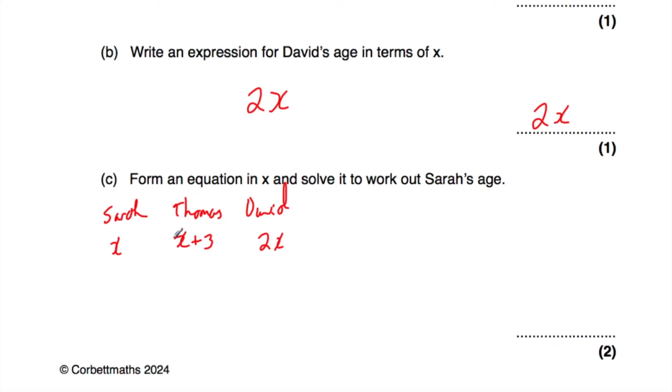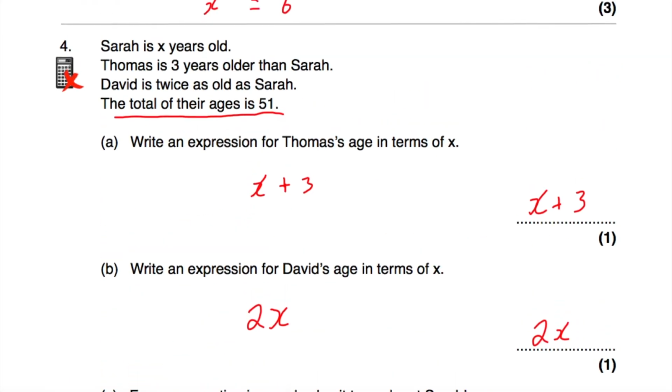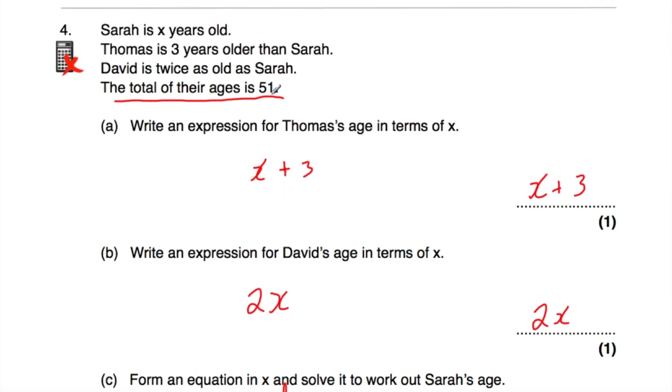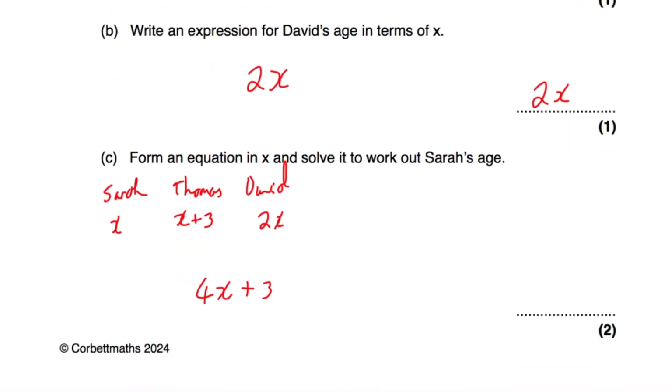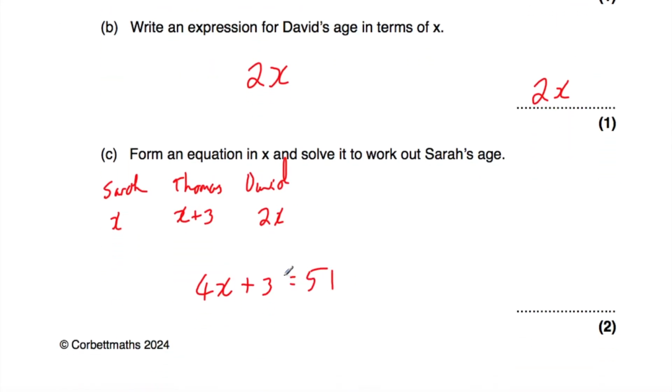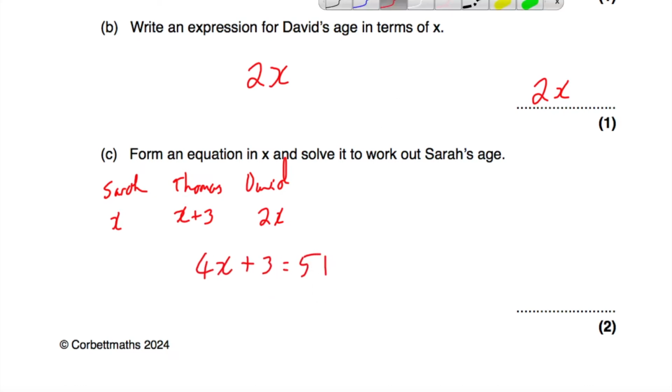So x plus x would be equal to 2x, plus another 2x would be 4x, so we've got 4x, and then we've got our plus 3, so plus 3. So if we add together their ages, we'll get that's equal to 4x plus 3. Now in the question, we're told the total of their ages was 51. So that means that when we add them together, that's equal to 51. So we've now got an equation. I'm just going to move this equation up a little bit. So we've got 4x plus 3 is equal to 51. If we add together the algebraic expressions for their ages, we get that's equal to 4x plus 3, and that's equal to 51. So let's solve this.